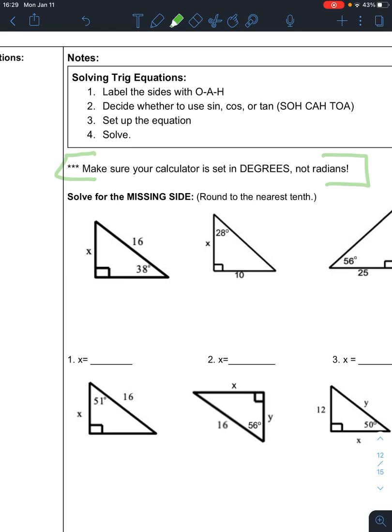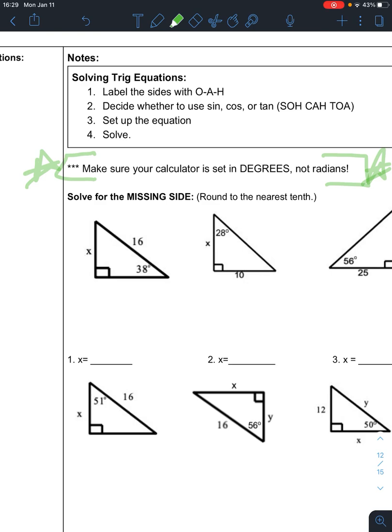If you're using a calculator or on your phone, you have got to make sure, so you need to star this, highlight it, draw some arrows to it or whatever, but you need to make sure that your calculator or your phone is set in degrees, not in radians. If it says RAD, then it is in radians. It should say DEG or not say anything.